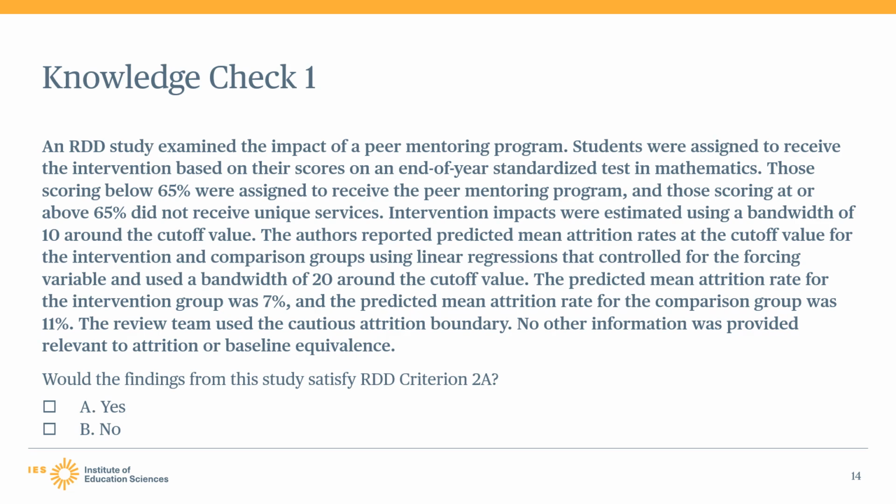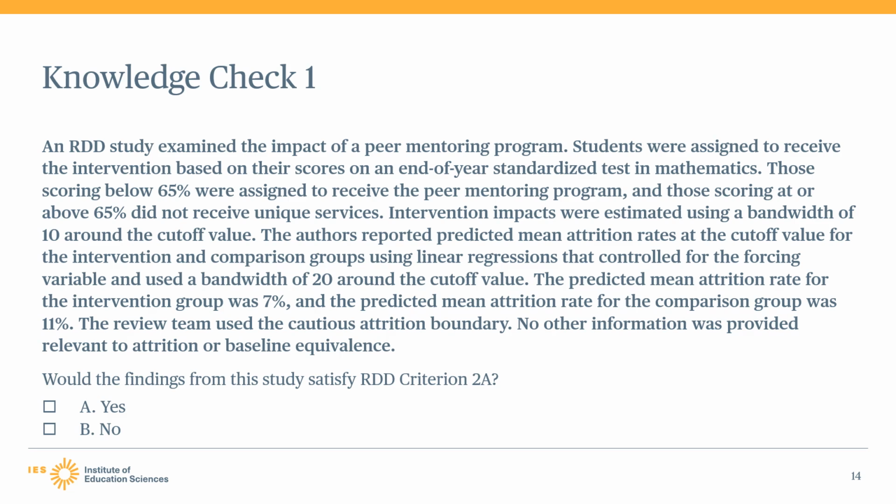The authors reported predicted mean attrition rates at the cutoff for the intervention and comparison groups using linear regressions that controlled for the forcing variable and used a bandwidth of 20 around the cutoff. The predicted mean attrition rate for the intervention group was 7%, and the predicted mean attrition rate for the comparison group was 11%. The review team used the cautious attrition boundary to assess attrition. No other information is provided relevant to attrition or baseline equivalence.